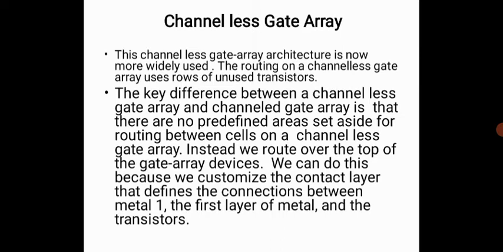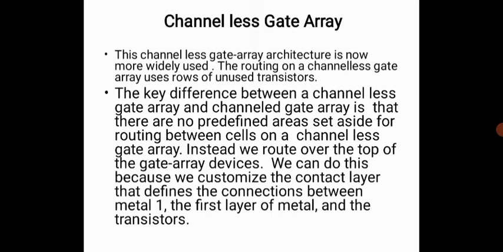And the next type, channelless gate array. The channelless gate array architecture is now more widely used. The routing on the channelless gate array uses rows of unused transistors. The key difference between the channelless gate array and the channeled gate array is that there are no predefined areas set aside for routing between the cells on the channelless gate array. Instead, we route over the top of the gate array device.